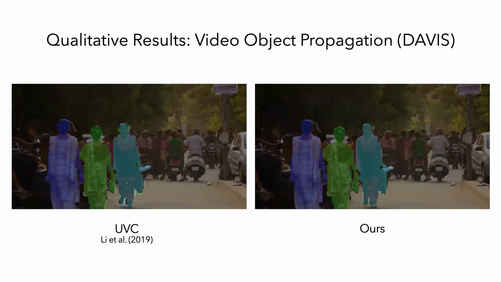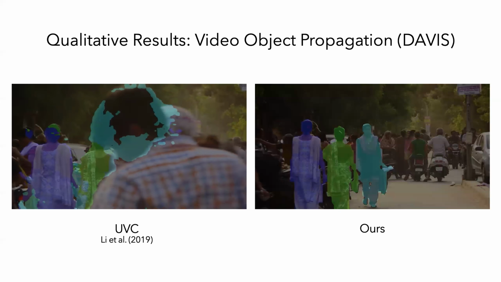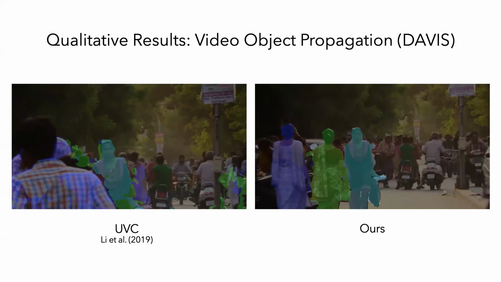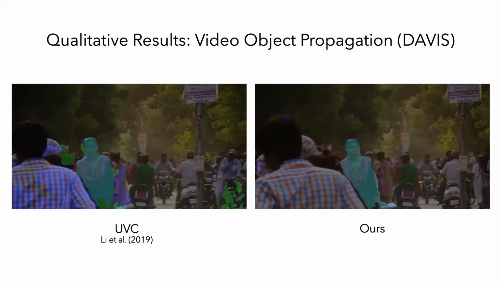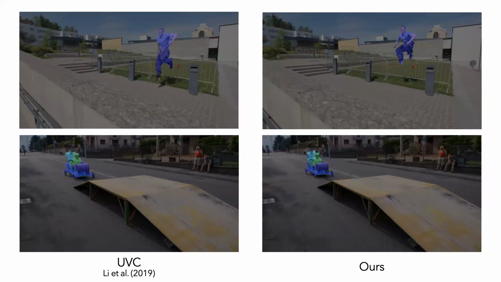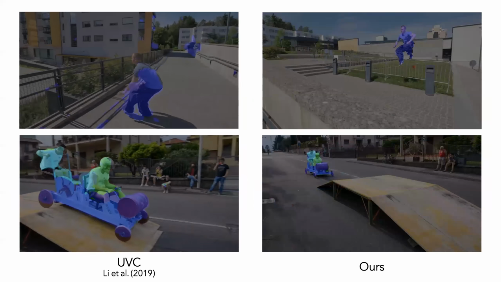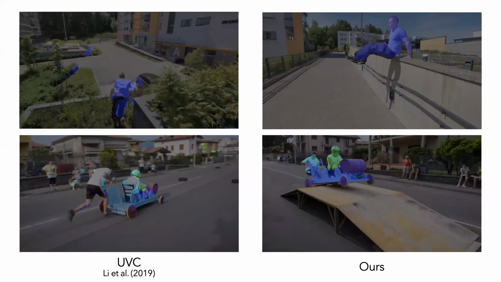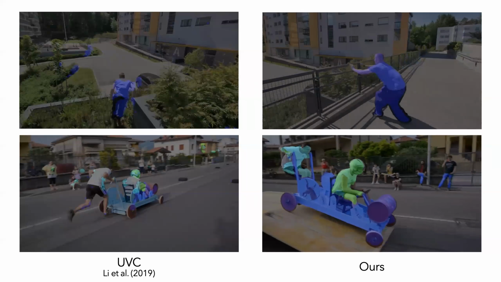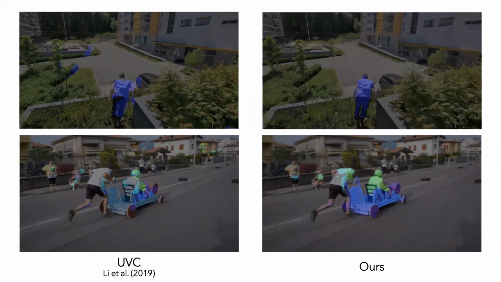Now let's look at some qualitative results of object propagation on the DAVIS task. On the left here, I'm showing UVC, which is a state-of-the-art method based on colorization. We can see that our approach is actually much better at respecting the boundaries of objects, even though there's this partial occlusion here. Here's another example that involves a lot more camera rotation, as well as a lot more object deformation and movement. Again, we can see that our approach is better at actually discriminating between the parts of the scene and segmenting the scene, as well as actually being more robust under the transformation of the viewpoint of the object.